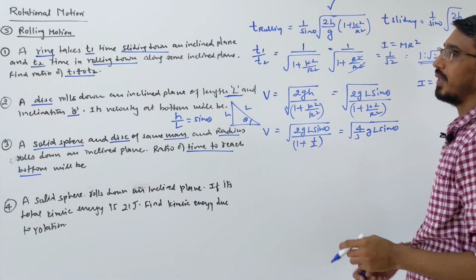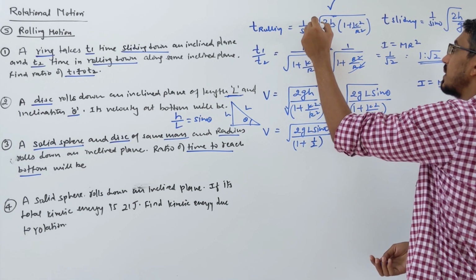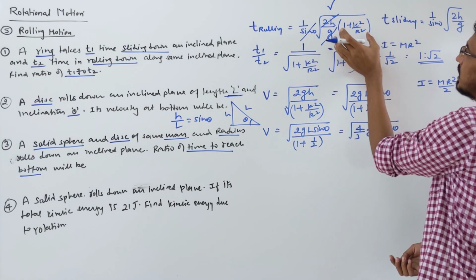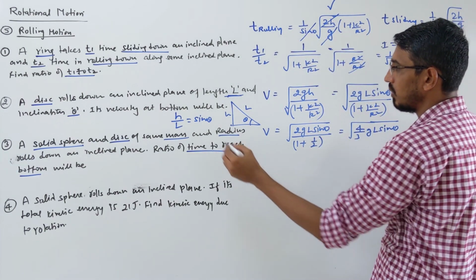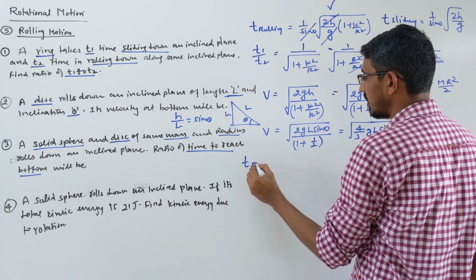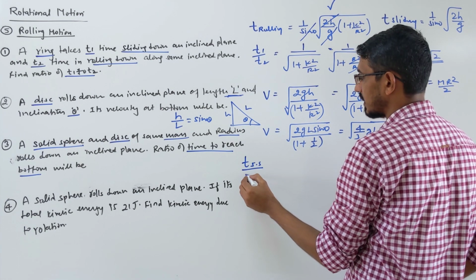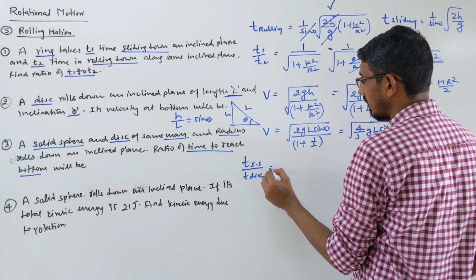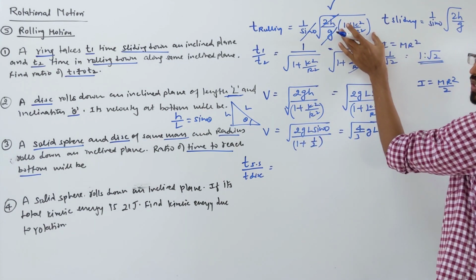So look here, these things will be the same: sin theta, 2h, these are the same. So it depends upon this much term only, right? So you are writing two things: time of a solid sphere by time of a disk. This I am writing here. So that depends only on this term, correct?